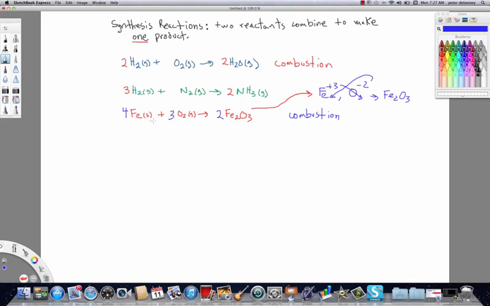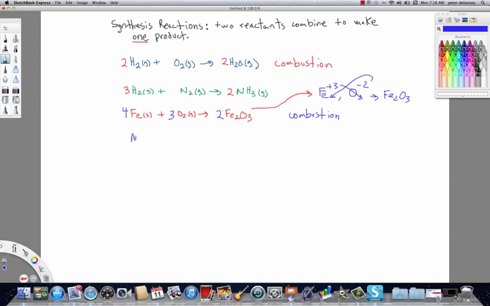Okay, and when we test this, and quite frankly, balancing equations is trial and error. There's no real tried and true method to this. You just need to try something and then count. So we have 4 irons here, we have 4 here, we have 6 oxygens on this side and 6 here. All right, so let's look at one last example of a synthesis.